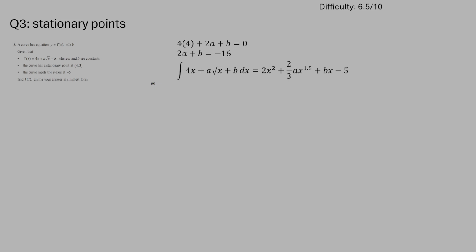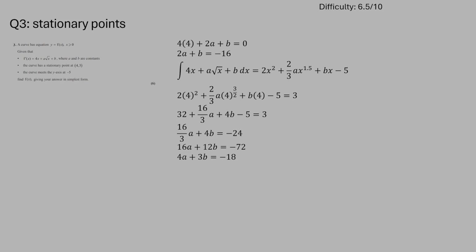Next we're going to integrate it to get the main function with a and b. It tells us that the y-intercept is -5, so we don't have to bother finding c. Then we're going to substitute 4 in because we know that f of 4 equals 3, because the stationary point is just like any point where it should give you this output. Then we simplify and simplify more. Then we bring back the equation from earlier, 2a plus b equals -16, and solve these simultaneous equations. Now we get b equals 14 and a equals -15.